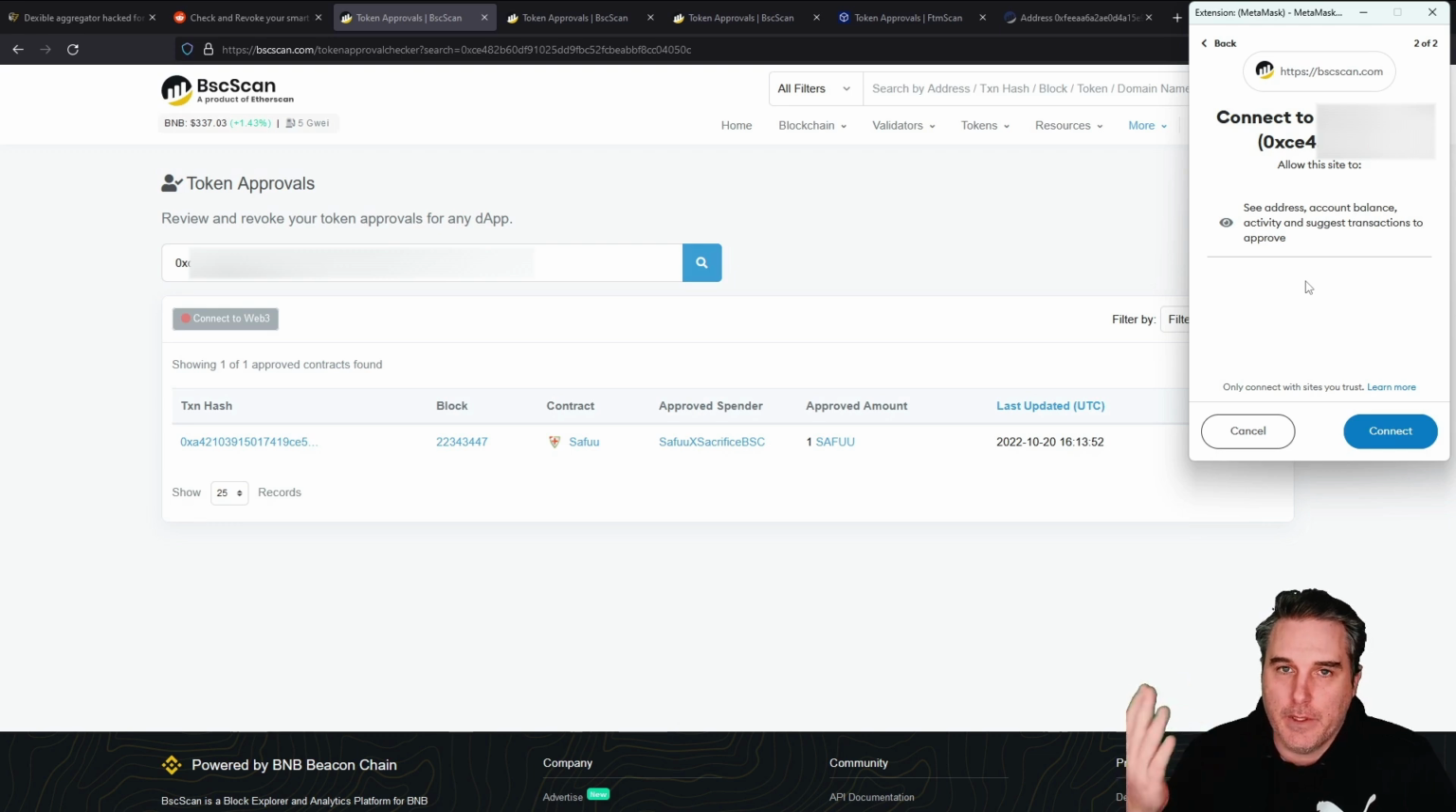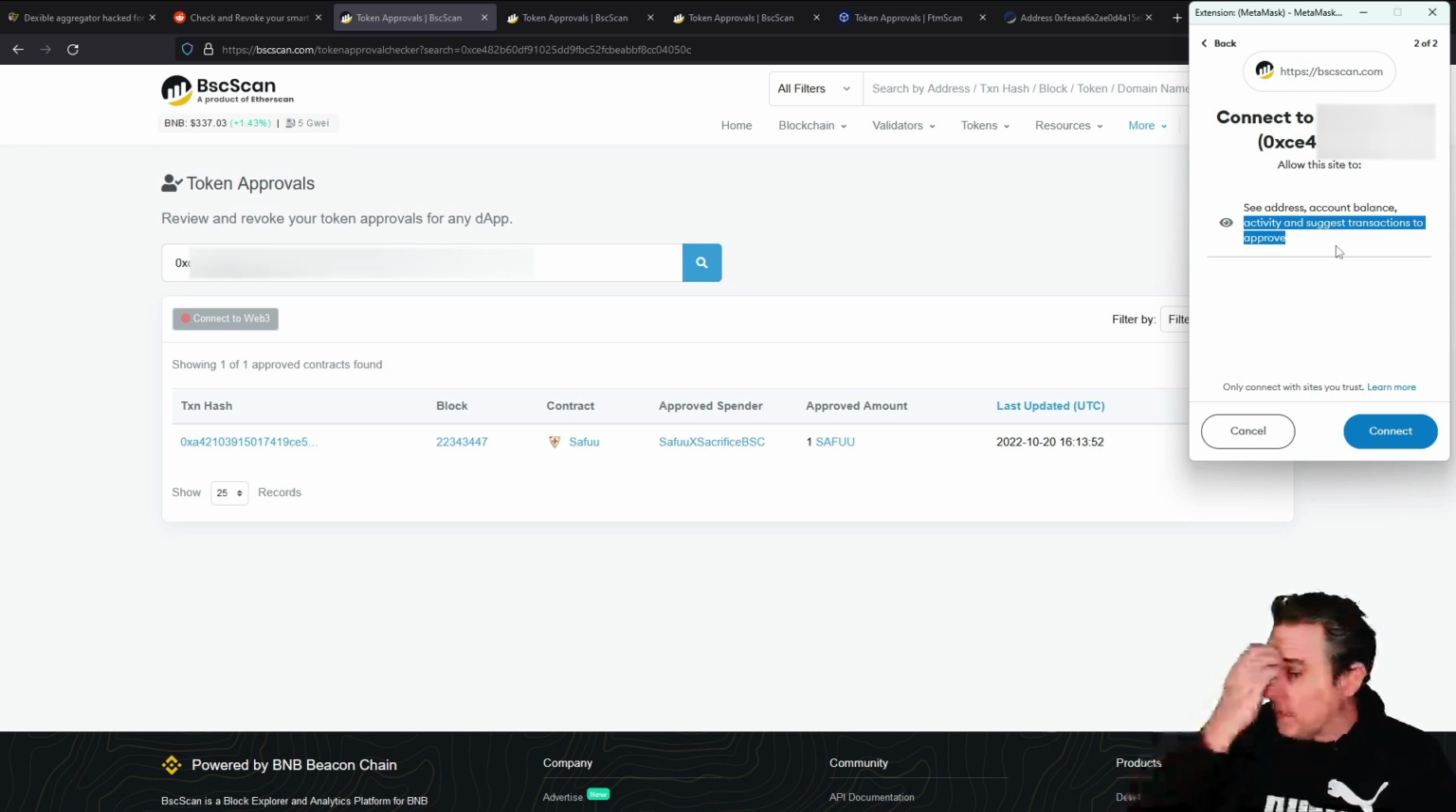connecting to different dApps and DEXs and things like that, always, I mean, I'm guilty of this, always read through what's happening here in each of these steps, because it tells you what you're approving against, in this case, the bscscan.com portal. It's asking that I want access, or if I click connect, that it's going to be able to see addresses. Okay, I'm okay with that. Account balance, I'm okay with that. And activity.